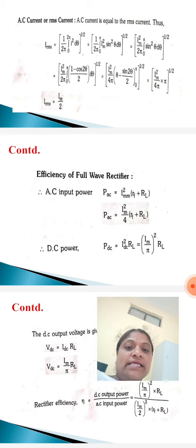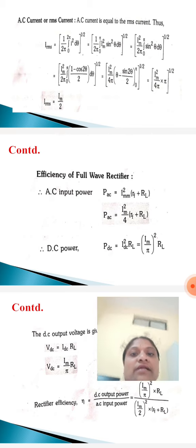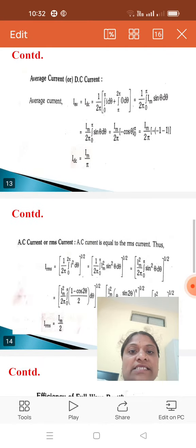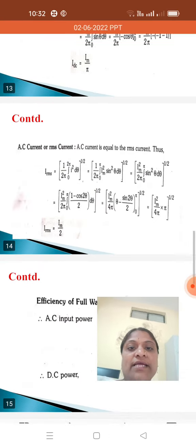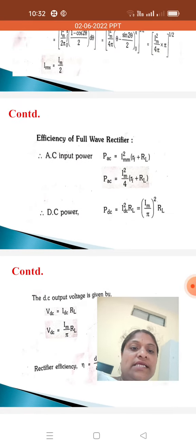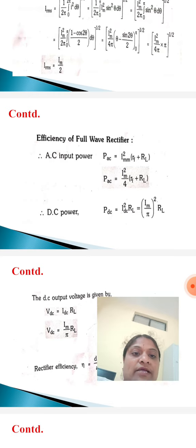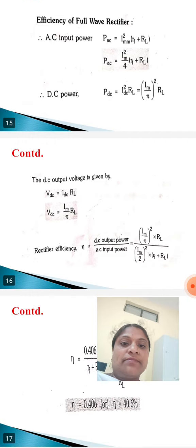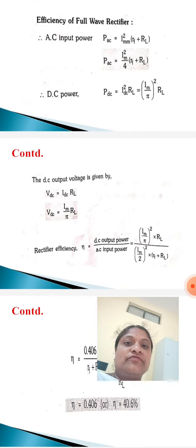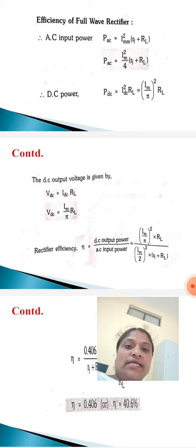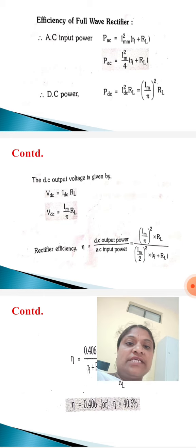So then calculate DC power. PDC is equal to IDC square into RL. So what is the formula for IDC? Im by pi. Substitute here IDC in place of Im by pi whole square into RL. So then simplify this. The DC output voltage is given by VDC is equal to IDC into RL. Substitute IDC is equal to Im by pi here. Therefore VDC is equal to Im by pi into RL.